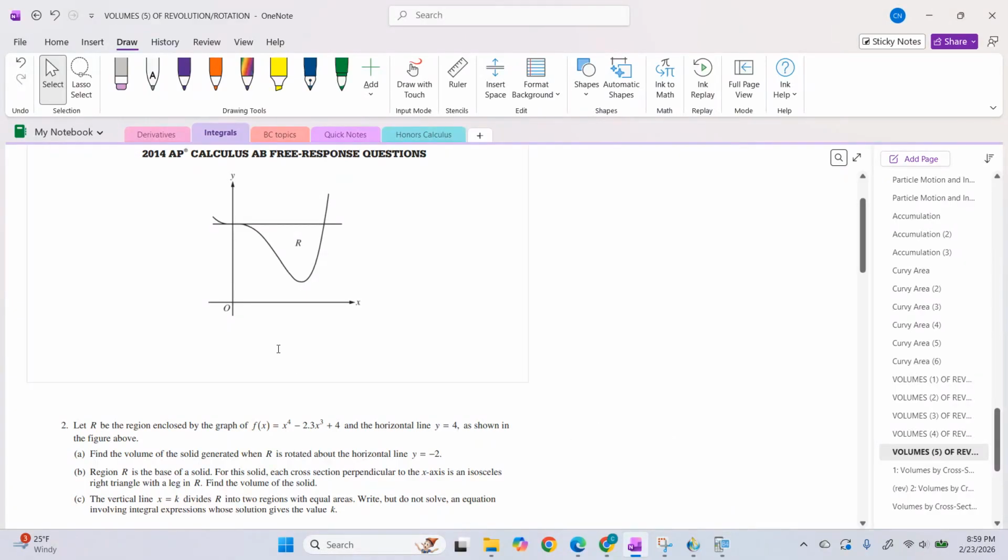Okay. We have a region enclosed by this quartic function, x to the 4th, and the horizontal line y equals 4, as shown in the region. They put R there. Now this can be misleading because big R is what we use for radius, and often they'll put a big R there for the region of the area. So it is what it is. I want to find the volume of the solid generated when R is rotated about the line y equals -2. Let's just try to get a picture of this before we go to calculus in motion.